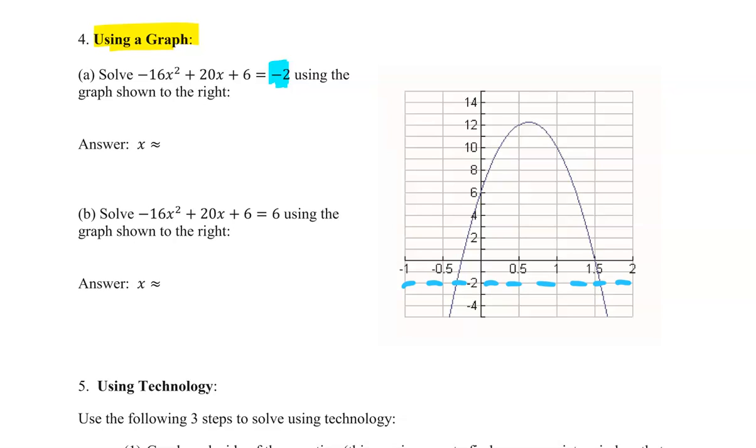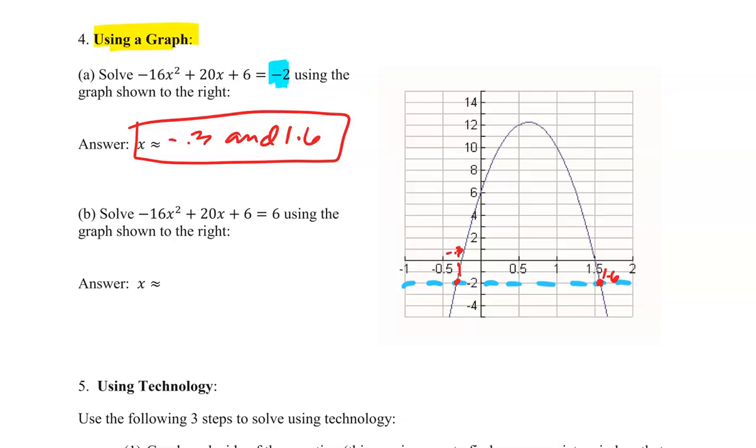And the points on the graph are these. And what are the x values? Let's say this is negative 0.3, and let's say this is 1.6. So our answers are negative 0.3 and 1.6.